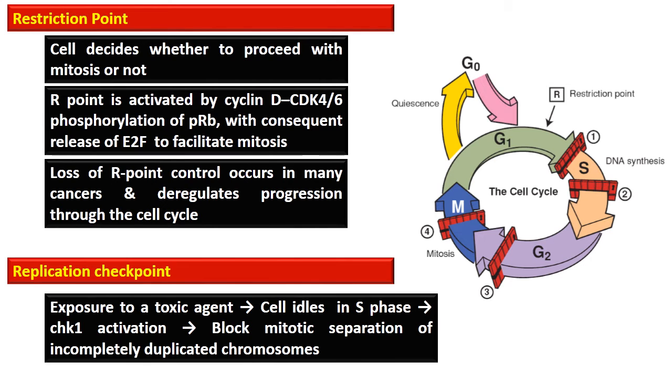There is another checkpoint, that is the replication checkpoint. When there is exposure to a toxic agent and the cell becomes idle in S phase, the nature activates check1 kinase that blocks mitotic separation of incompletely duplicated chromosomes.